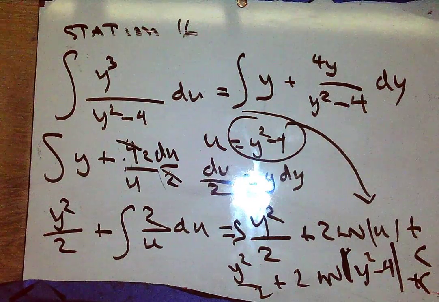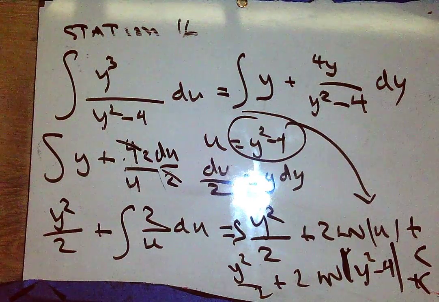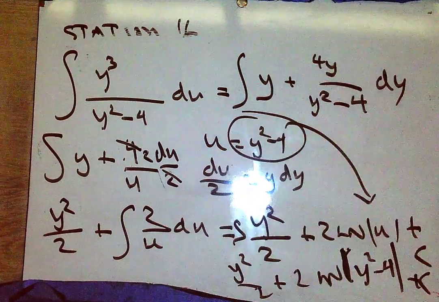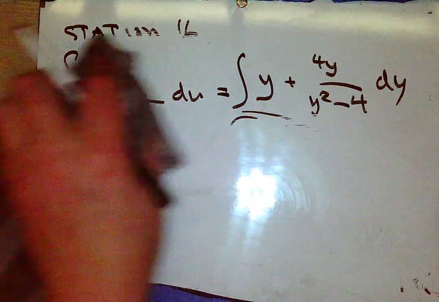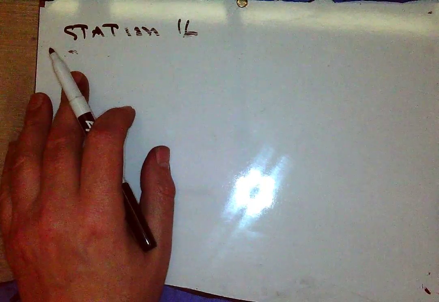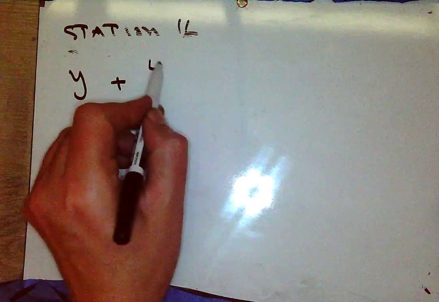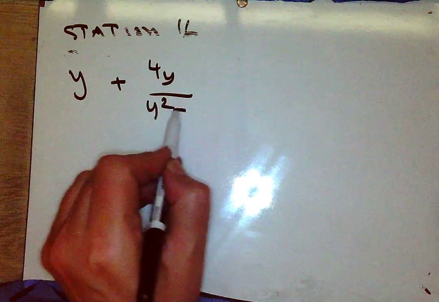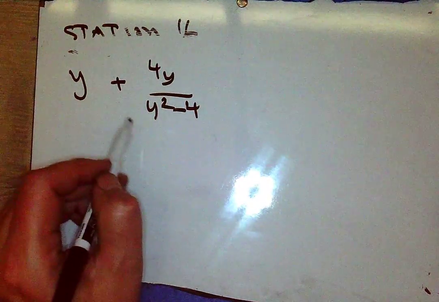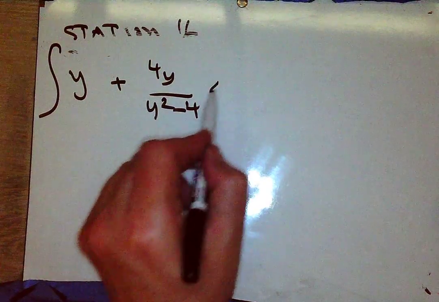Yep, that's nice. Did you really want me to do it with partial fraction decomposition? Okay. So we still have to do the long division. Do you still have to? Yes, you still have to, because this is an improper one. So we had y plus 4y over y squared minus 4, and that's what we're integrating.